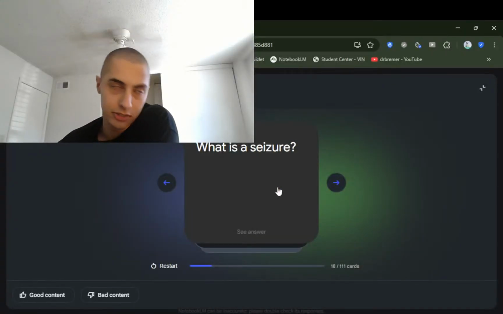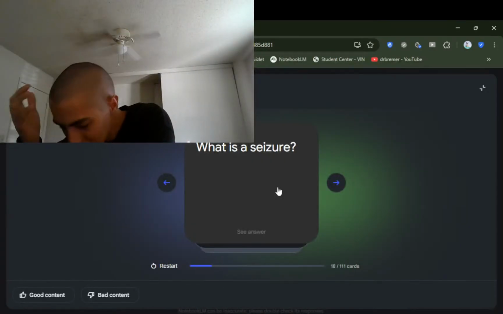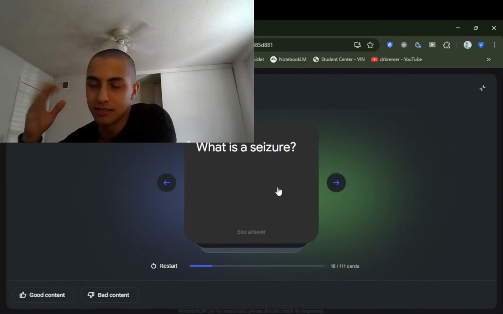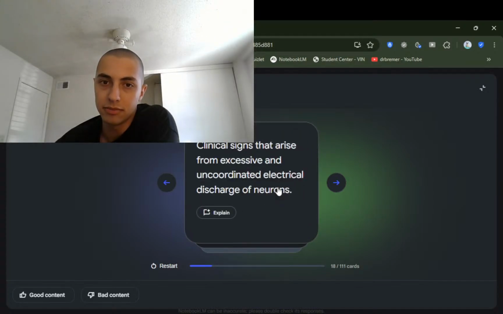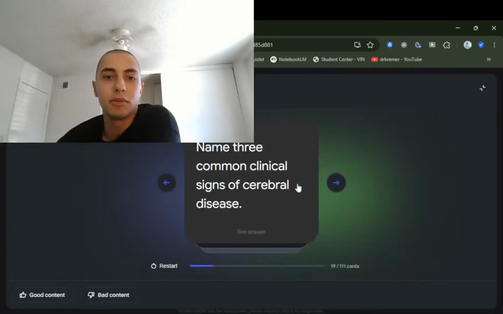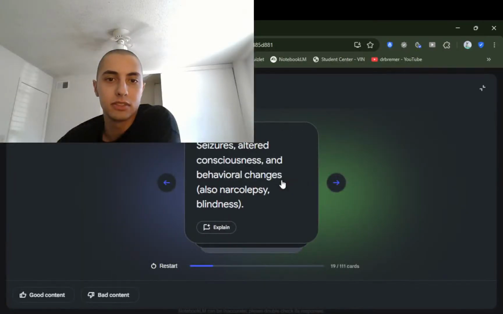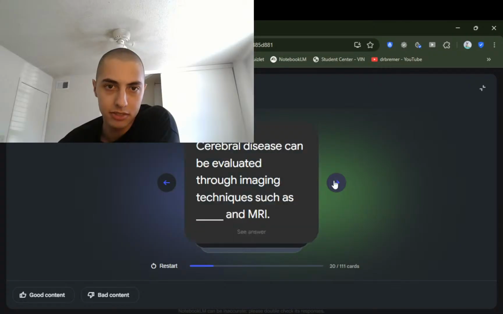What is a seizure? A seizure, I think, is basically just electricity in the brain spikes and dips very rapidly and unpredictably. Clinical signs that arise from excessive and uncoordinated electrical discharge of neurons. Three common clinical signs of cerebral disease are seizures, altered consciousness, and behavioral changes, also narcolepsy and blindness.